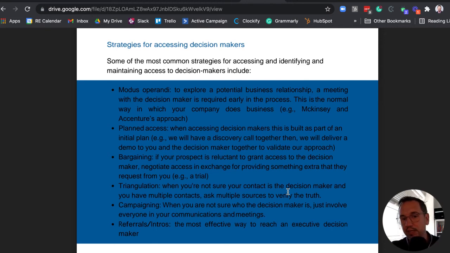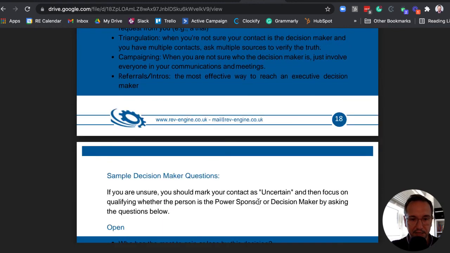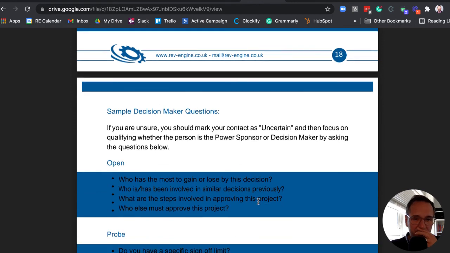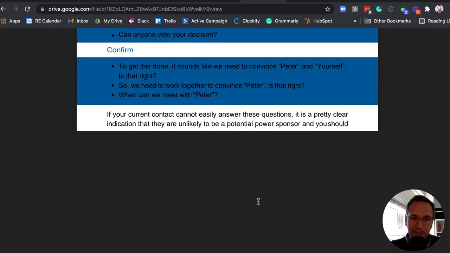When we get to this point, the proposal, we need the decision maker on board. Or bargaining, if I give you this, you give me that. Or campaigning, you just email everyone in the organization and invite them to the meetings. Or finally, referrals or intros. When you have a referral or intro, that's pretty strong, right? When a decision maker knows someone who's benefited from your solution in the past, that's the best way to access them.